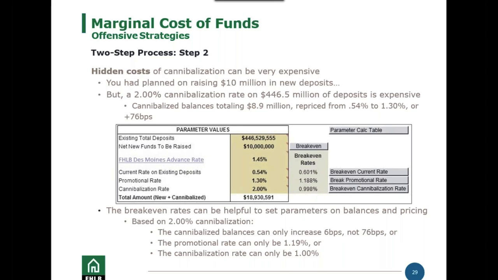So what the model can do here is we can calculate break-even rates. We can calculate, based on a 2% cannibalization, how much can I increase those by in order for me to still be in the money of not taking the advance. In this case, it's only 6 basis points. The promotional rate on the new CD has to be 119, or I have to reduce the cannibalization rate to only 1%. So the tool has the ability to calculate break-even rates for you.